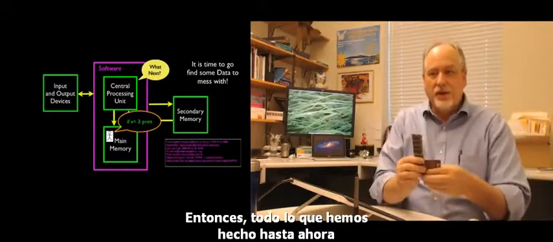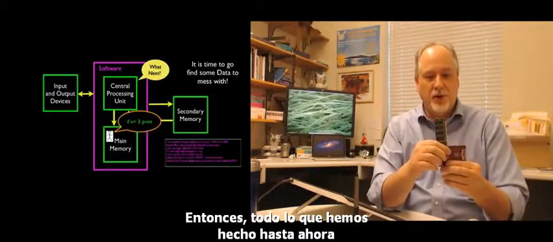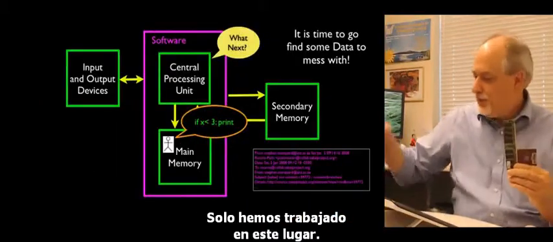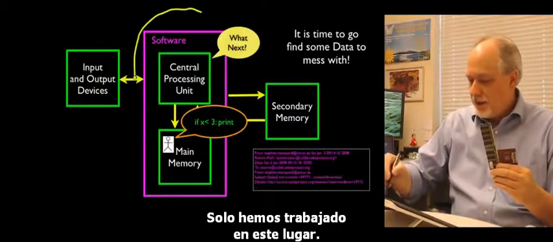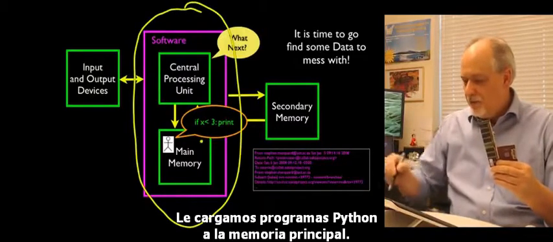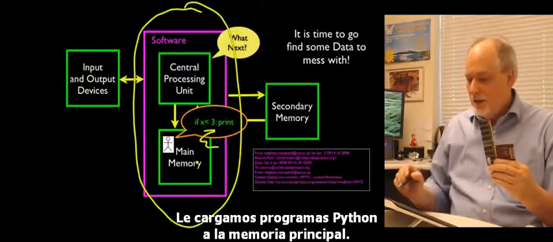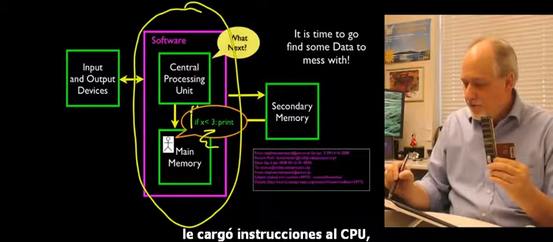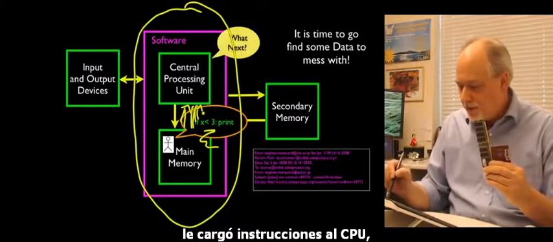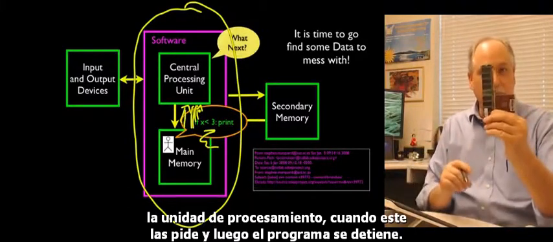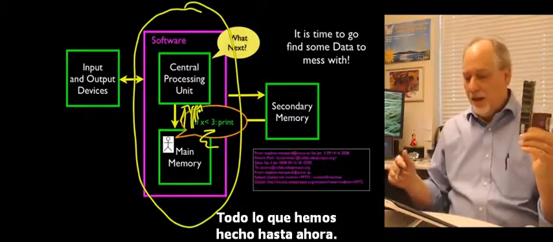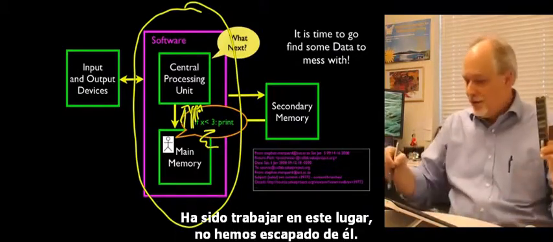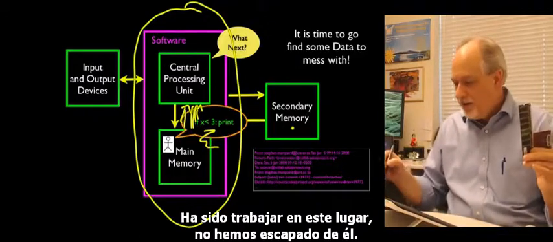And so frankly, up to now, everything that we've been doing is just the Python programming language. The only place we've really been operating is here. We have been putting Python into the main memory, and we have been effectively feeding instructions to the CPU, the central processing unit, as it needed them. And then the program would stop. Everything we've done so far is just sort of fiddling around here. We have never escaped it.